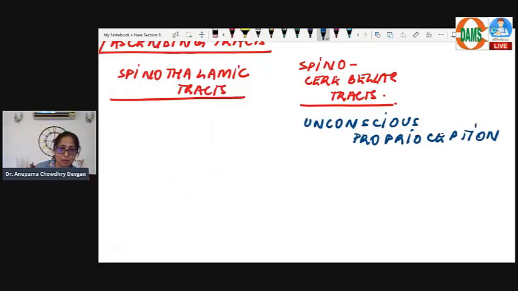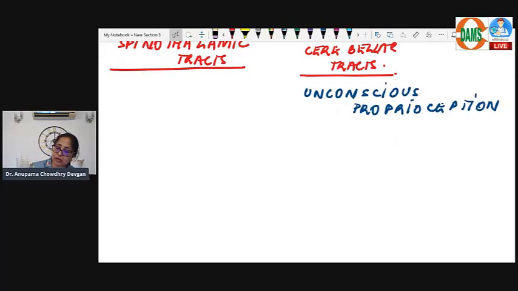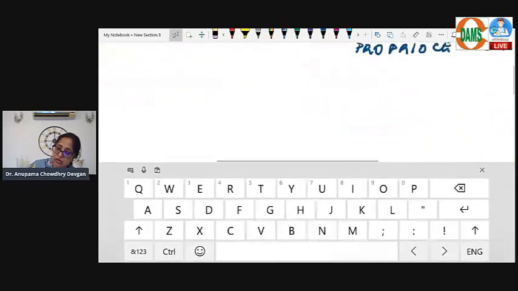Remember, conscious proprioception is carried by the posterior column, what you are aware of, what you are conscious of. What you are not aware of is by the spinocerebellar tract. That is called your unconscious proprioception. Now, for unconscious proprioception, you have the dorsal tract.